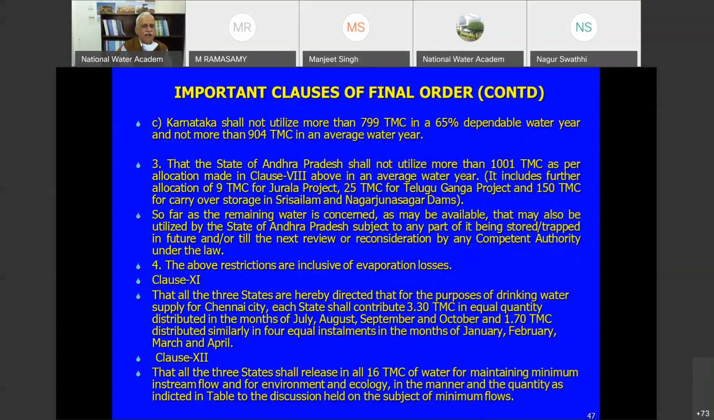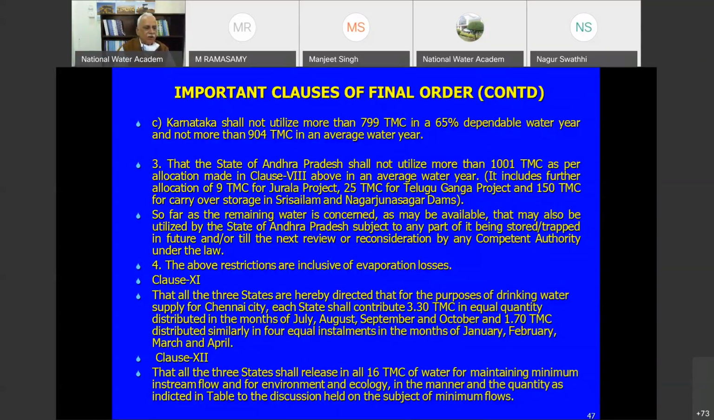Water, as may be available, may also be utilized by the state of Andhra Pradesh, subject to any part of it being stored or trapped in future, and or till the next review or reconsideration by any competent body under the law. The above restrictions are inclusive of losses.